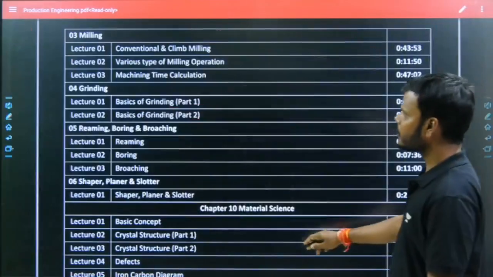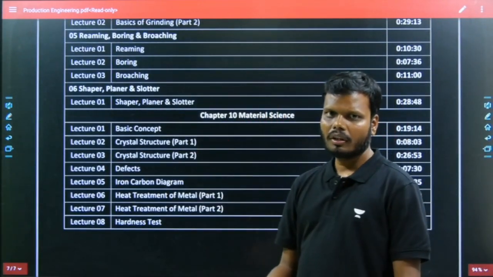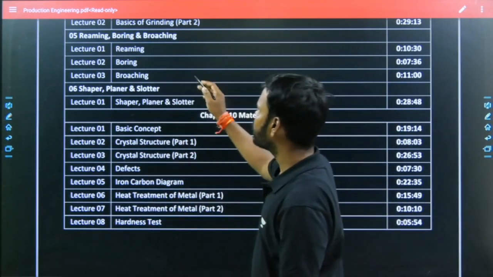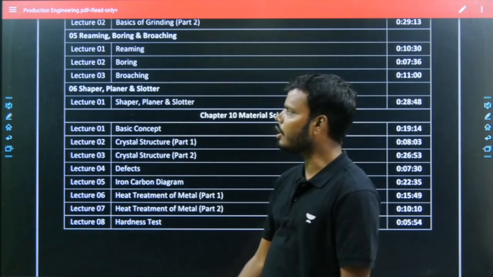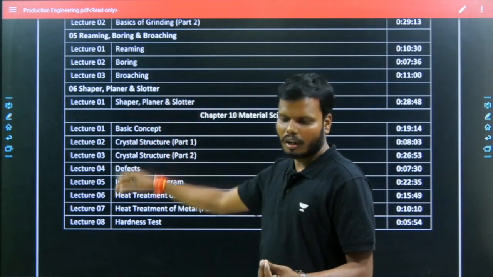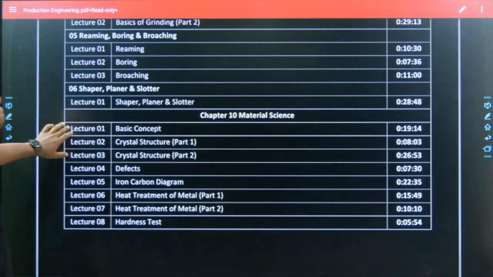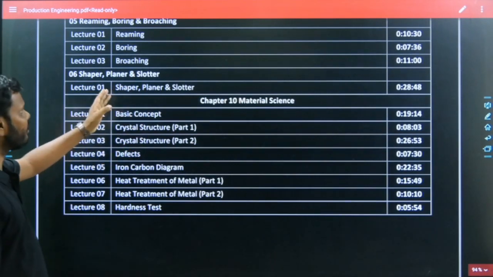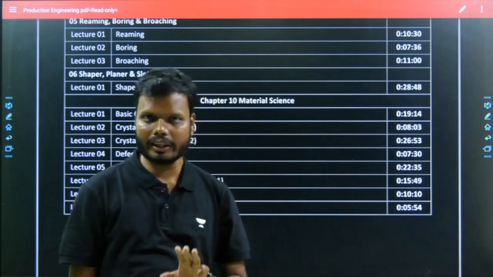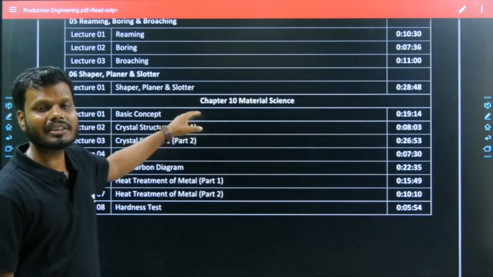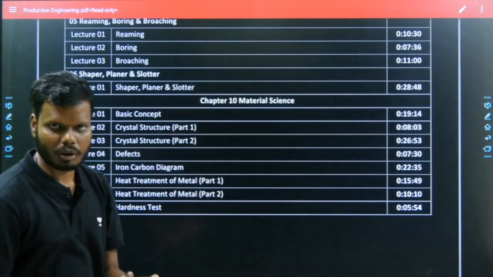Okay, the next machine tools are reaming, boring and broaching. Reaming gives good surface finishing, so reaming is used. Then boring and broaching. Many machine tool operations, such as boring, drilling or surface finishing concepts, are covered in these chapters. Okay, the next one is shaper, planer and slotter. The difference between shaper, planer and slotter is also asked in the GATE examination, as well as machining time. What is the machining time of a shaper for a given job?